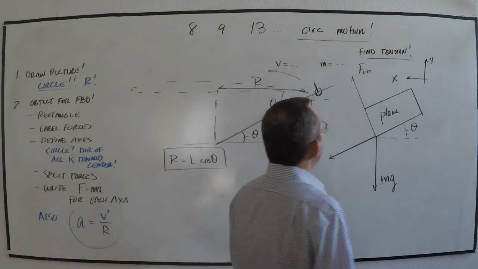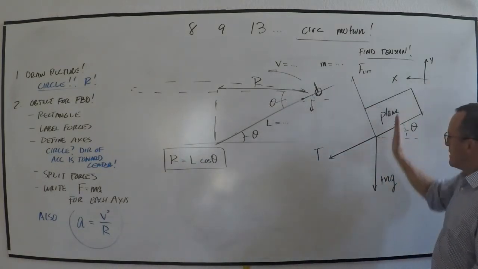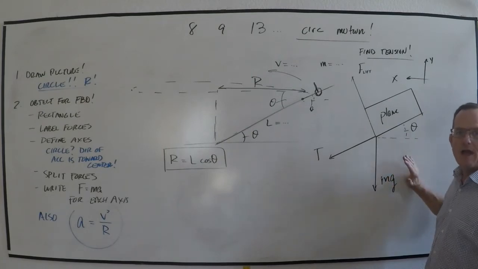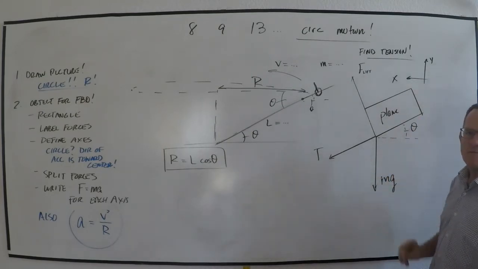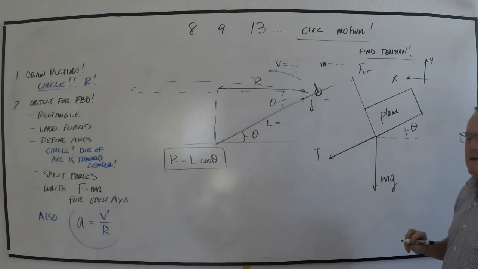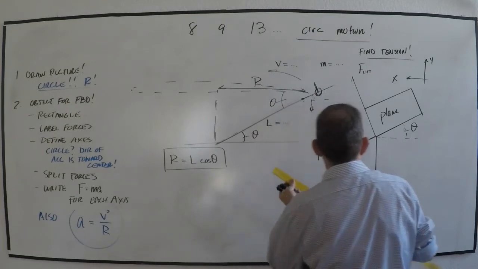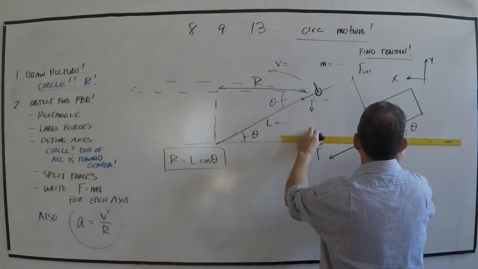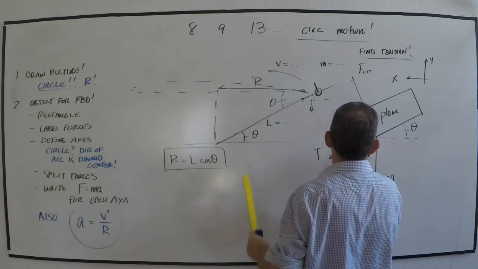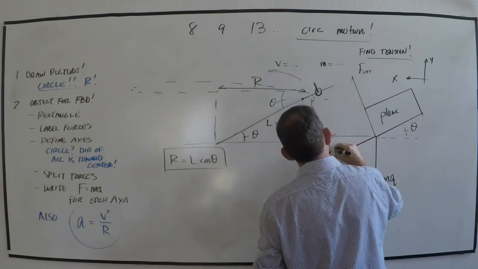What's next? Split forces into components. Here's your X and Y. mg in this case is okay. It's on the y-axis. Done. Who do we need to split up? Tension and lift force. How do we do it? We need a horizontal and a vertical component. I'm going to turn this into a triangle. I'm going to go here and here.